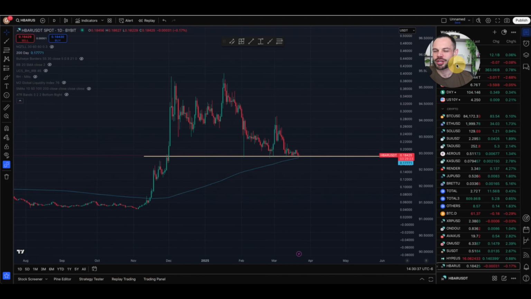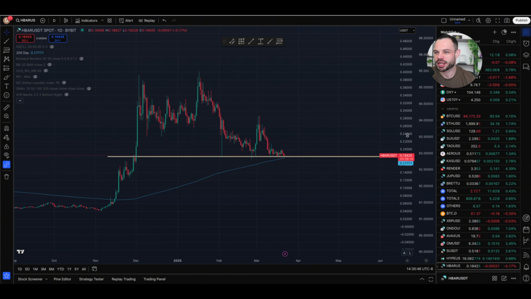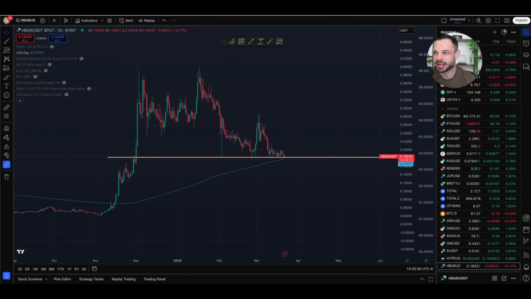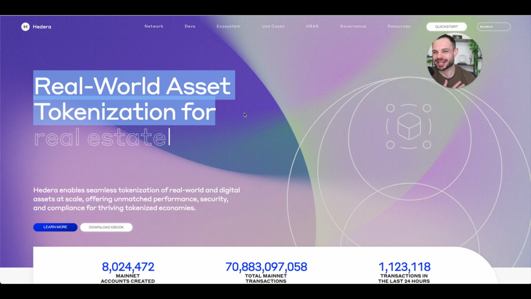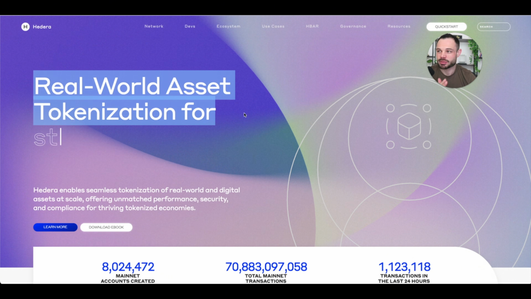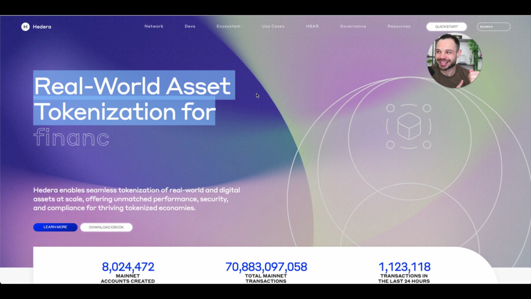So Hedera Hashgraph is technically a directed acyclic graph technology that is focusing on enterprise blockchain style clients, and more recently they've been leaning into this whole narrative around real world asset tokenization. I think they're seeing and noticing some of the popularity with the RWA narrative, and they're leaning even more into that. I can tell you from following Hbar for a number of years, they were not leaning into RWA tokenization as much this time last year or in previous years.